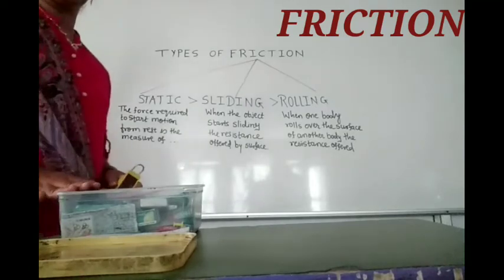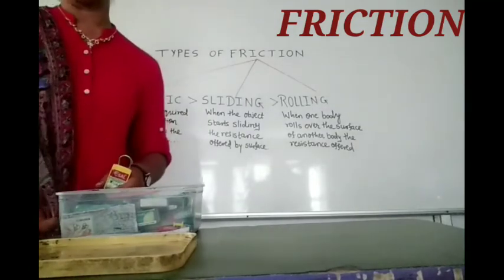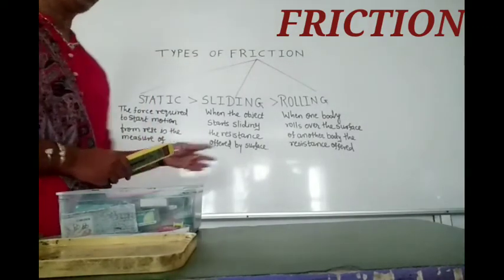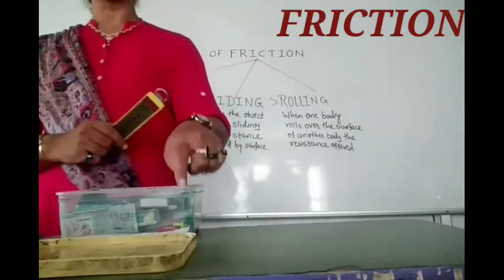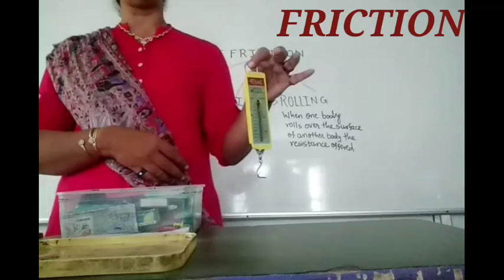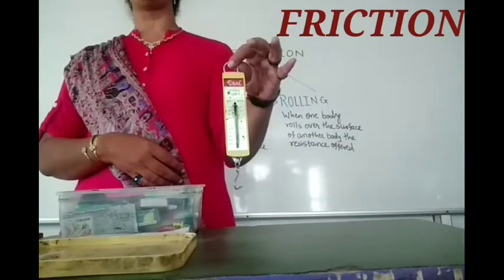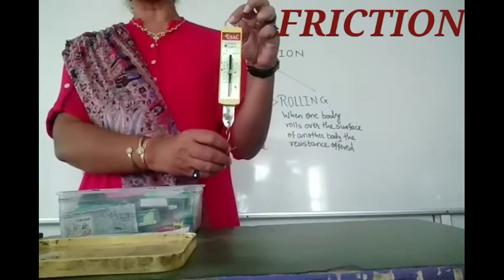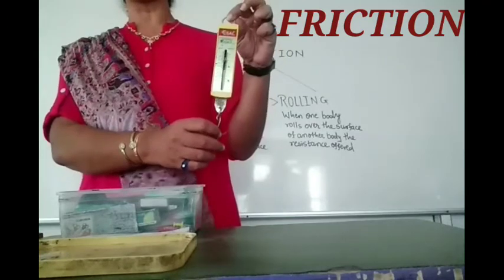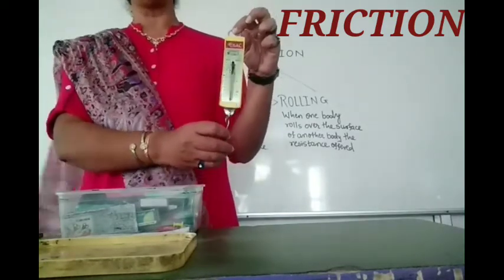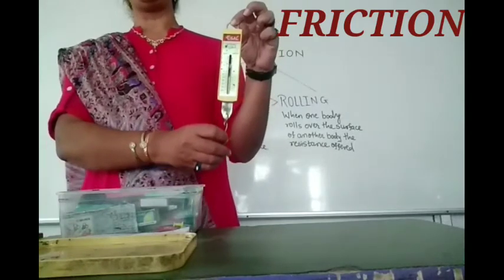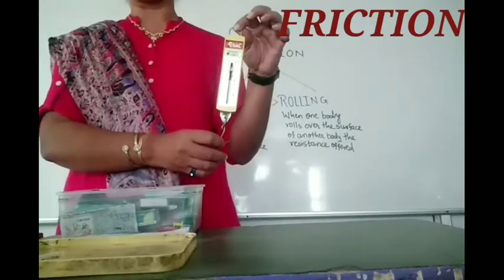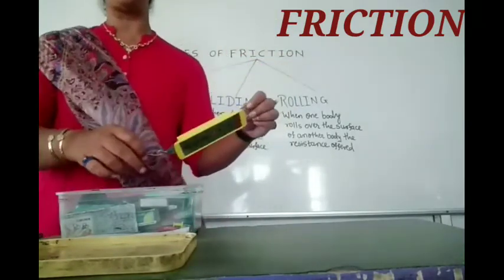These objects are at rest on this surface. If I want to measure how much static force this surface is applying on these 2 objects, then we are having one instrument which is known as spring balance. If this spring balance is tied with any object and if we are pulling that, then this spring will move, and as a result we can see how much force is applied by the object. So let us try with these two objects.